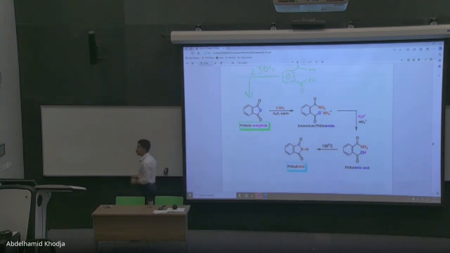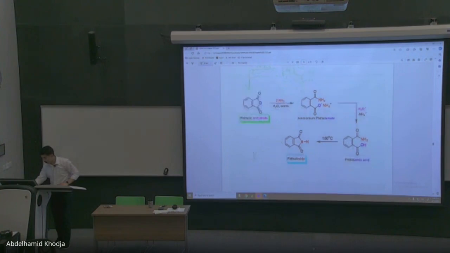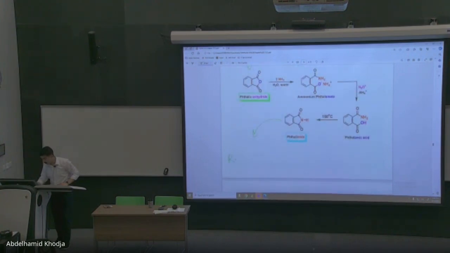Imides, the functional group for imides looks like this, people. Imides look like R, C double bond O, N, R, C double bond O, R. That's the functional group for imides. Where in this case, this R here, let's call this R prime, R double prime, and R triple prime. R triple prime is what? H. R prime and R double prime form the rest of the ring. Okay?